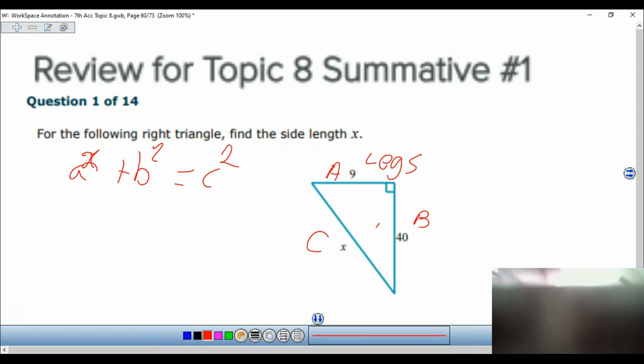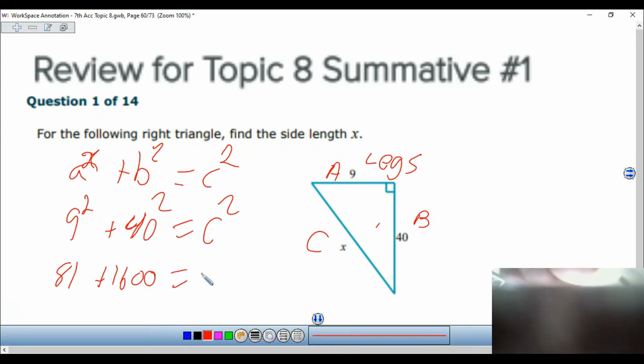So we take A squared, which is 9 squared, plus B squared, which is 40 squared, and we have C squared. We add these together. 9 squared is 81, and 40 squared is 1,600, and that's going to equal C squared. I'm running out of space, so I'm going to move over to the other side. If I add that together, we get 1,681, which is equal to C squared.